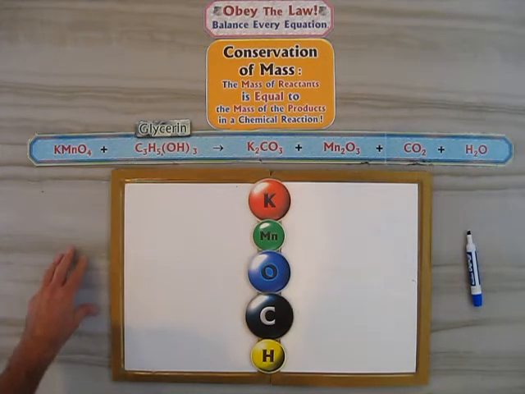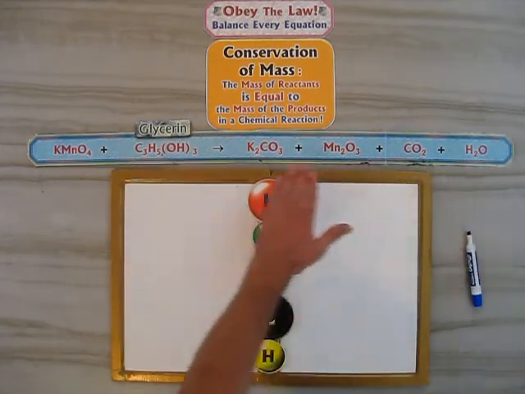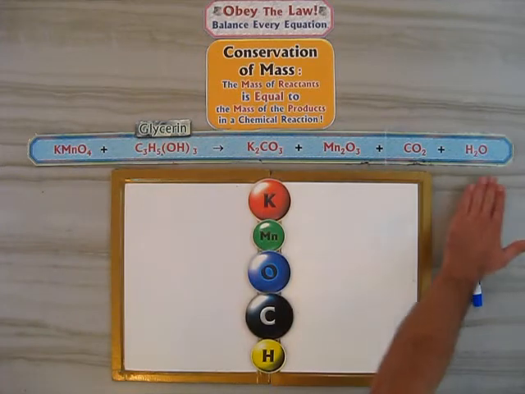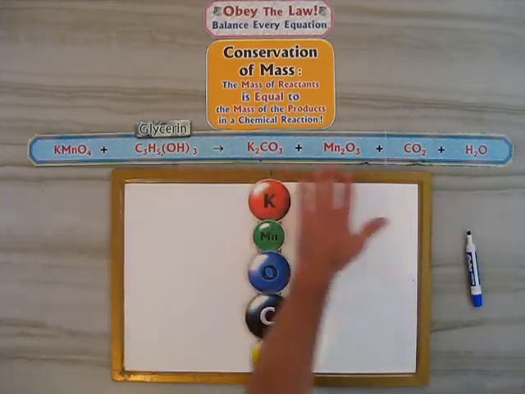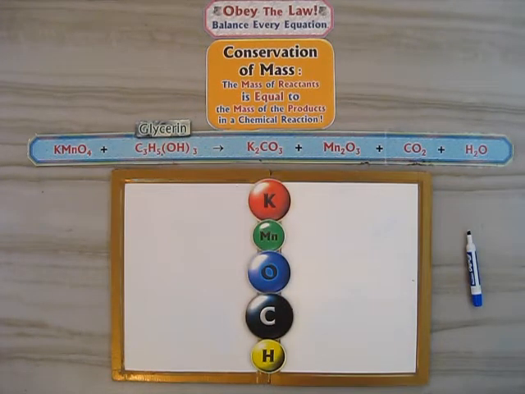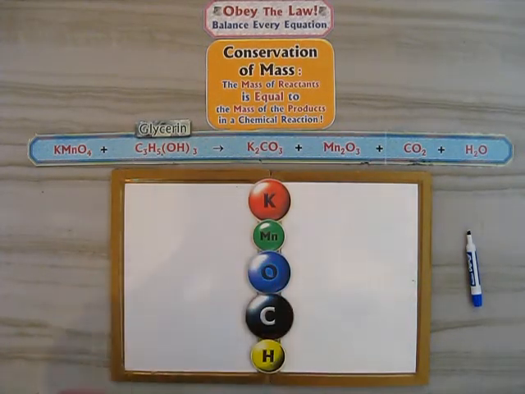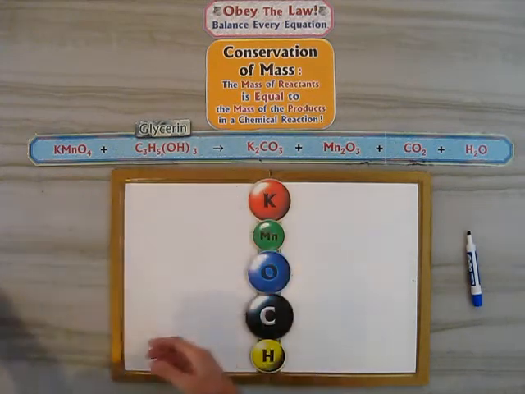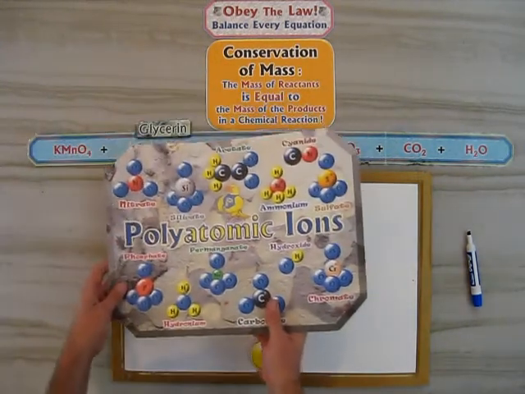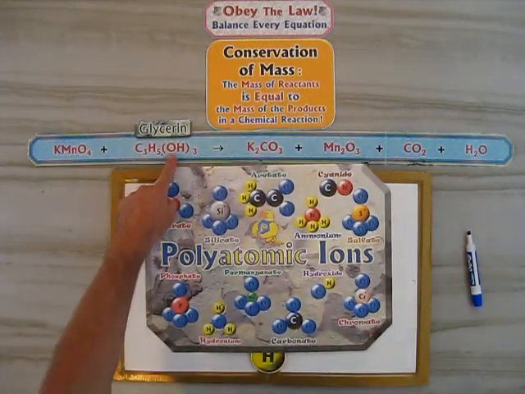This reactant involves some polyatomic ions. Can you observe any polyatomic ions in this equation? I think one of them is really obvious. Why is it so obvious? Because it's in parentheses. If you ever see a chemical that's in parentheses, that is a polyatomic ion.